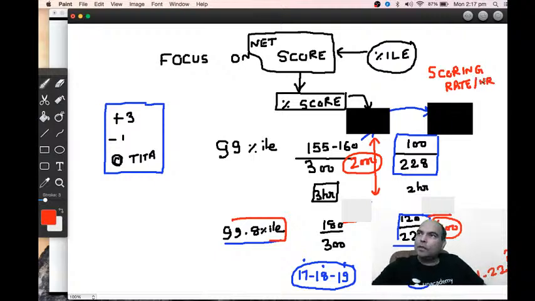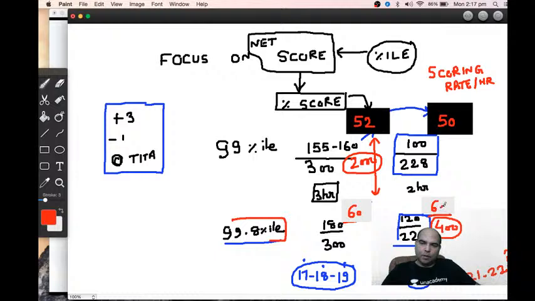you will realize that the scoring rate per hour in a 3-hour exam is around 52 here, and that scoring rate in a 2-hour exam is around 50. यहाँ पे it's around 60 marks per hour, and this is also 60 marks per hour. So you will realize that actually, if you talk about the scoring rate per hour, it does not change at all.